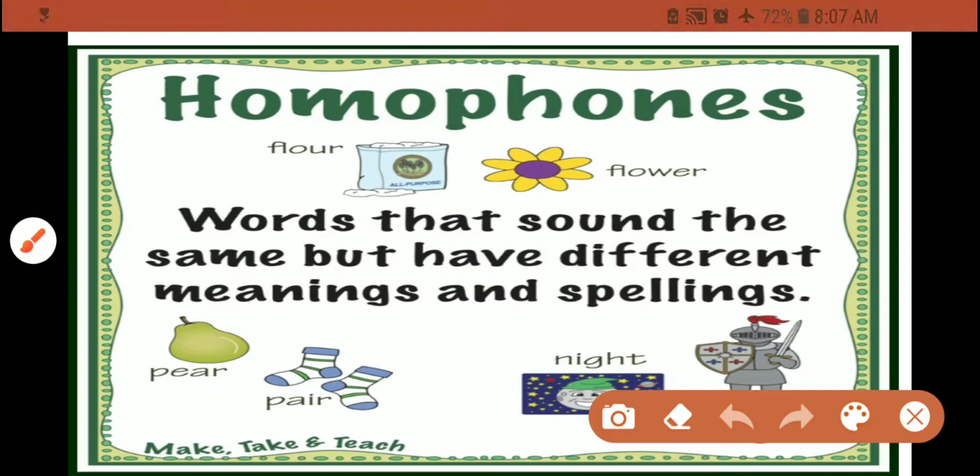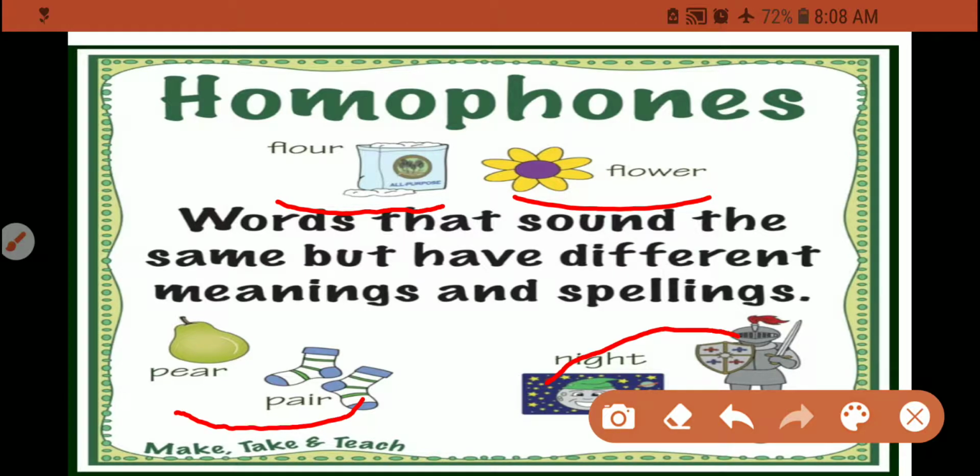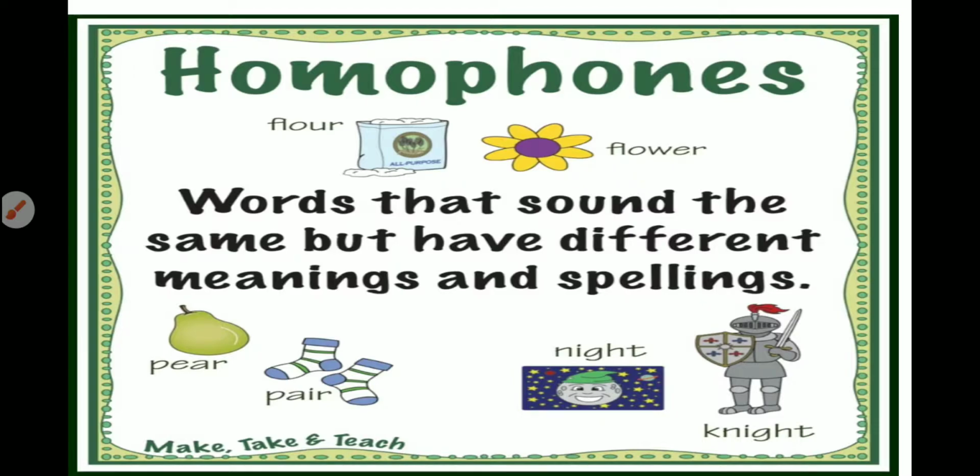Okay? We have flower and flower. We have pear and pear. And then we have ninth and ninth. Okay? So they don't have the same spellings. They don't have the same meaning, but the words sound the same.